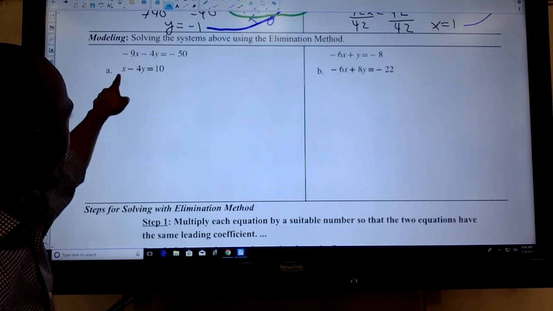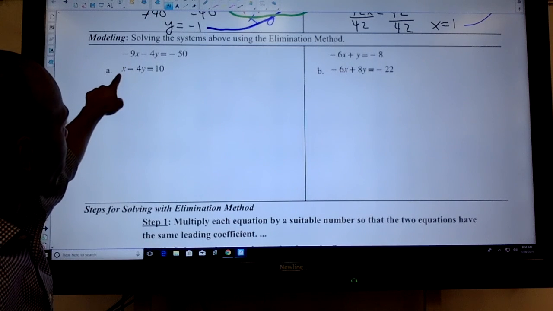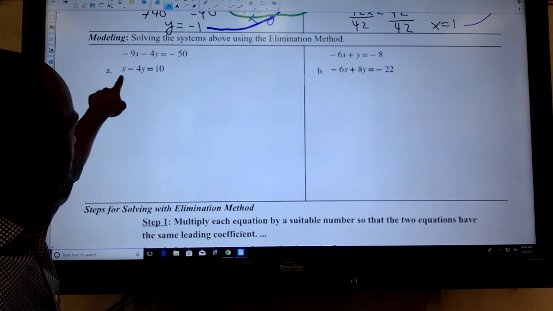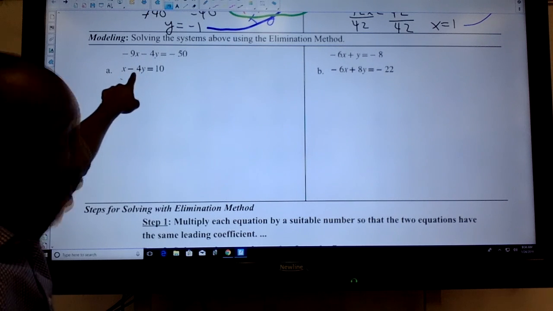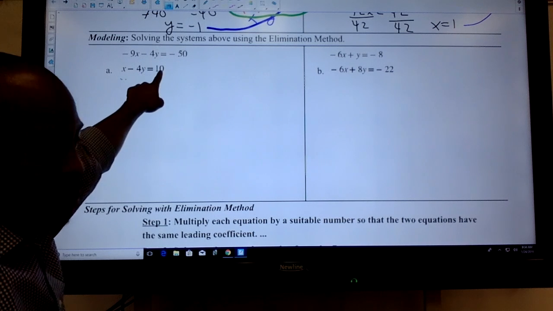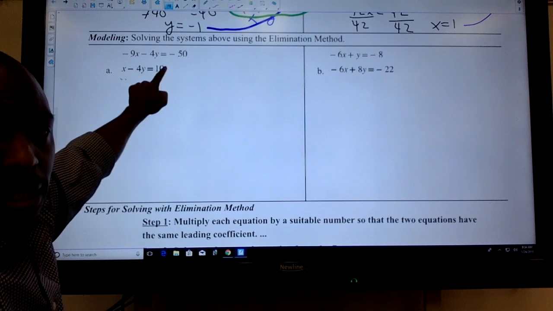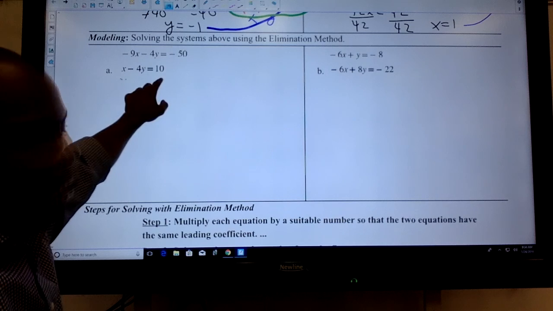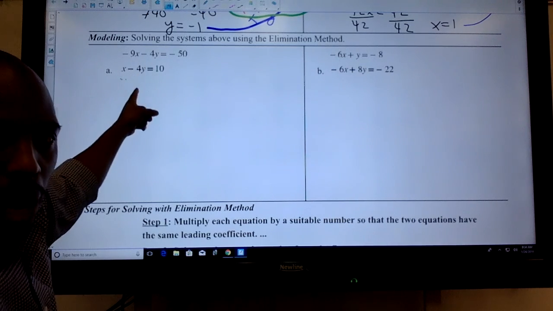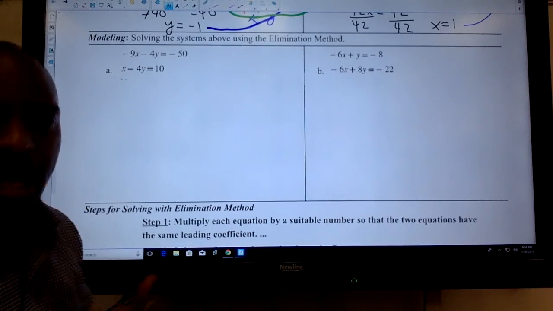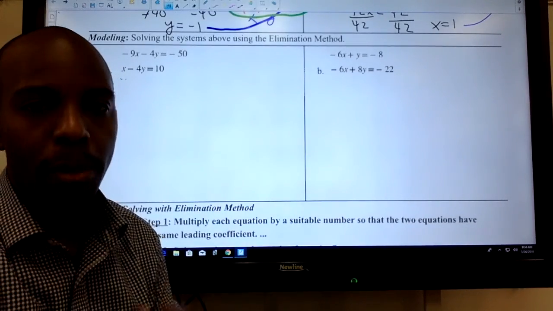I could have multiplied this x down here by a negative 9. But if I multiply this x by a negative 9, I have to multiply the y by a negative 9. So this negative 4 will now be a positive 36. And then I'll have to multiply this 10 by a negative 9, which means this would be a negative 90. So instead of getting all those big numbers, I say, hold on, the y's have the same leading coefficient. How about I cancel out those?